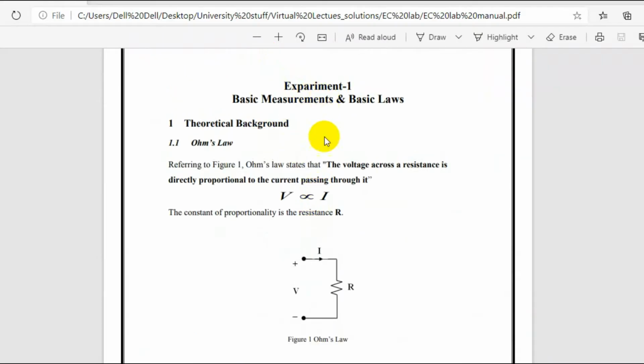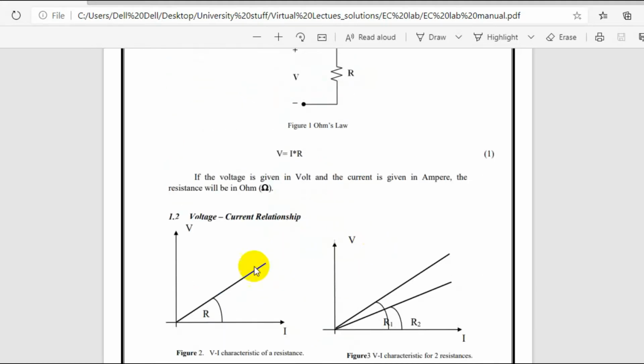Experiment 1 is basic measurement and basic law, Ohm's law. It is V proportional to I. That means when V is increasing, I is increasing proportionally. Like in this circuit, suppose it is V, here I. When you increase the voltage, the current in the circuit will increase. This is the voltage-current relationship, and it is linear.